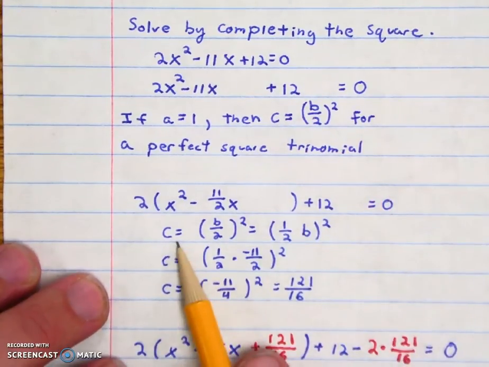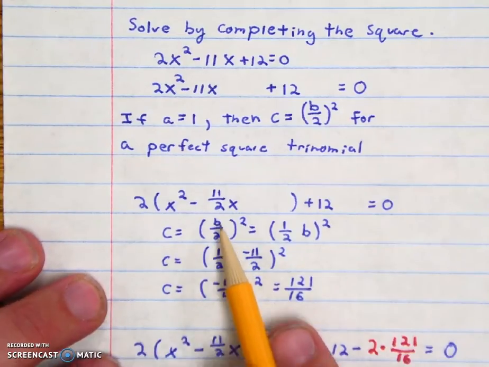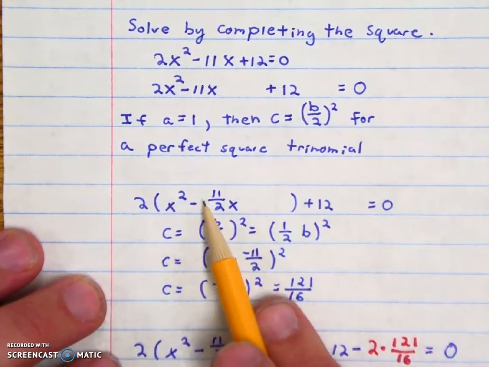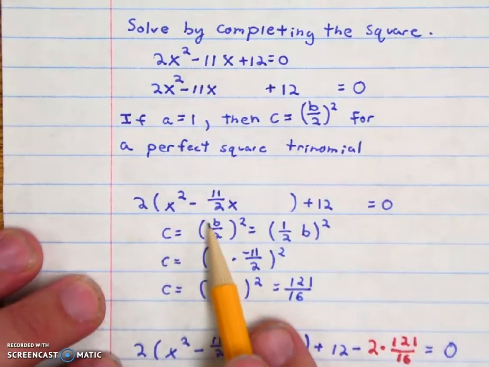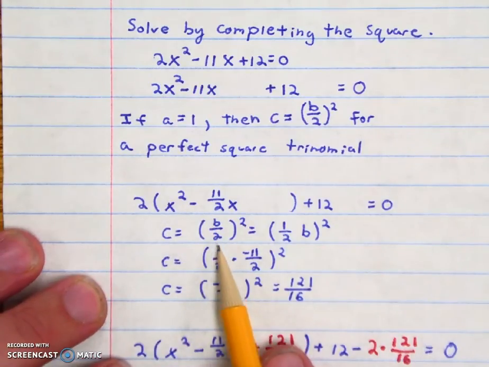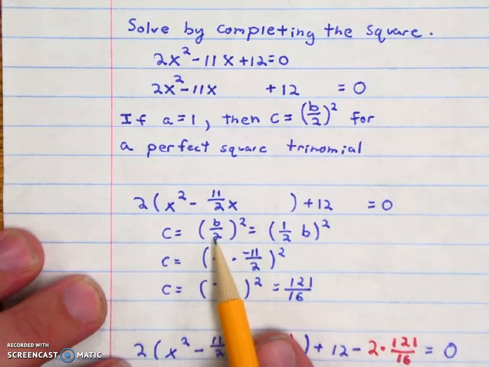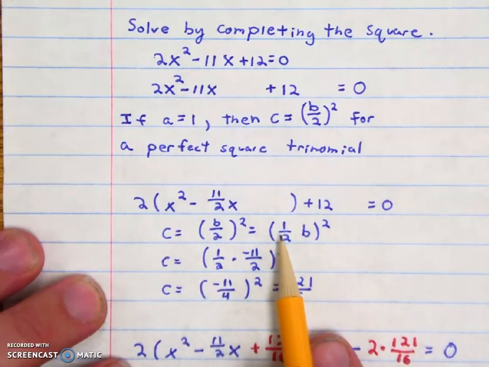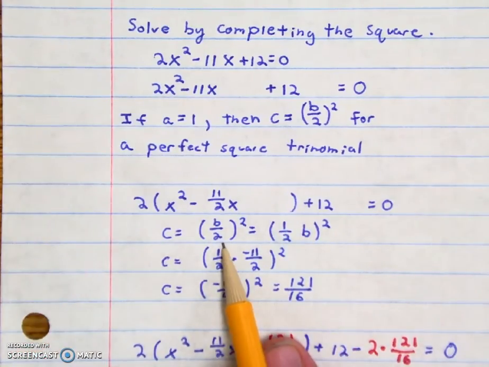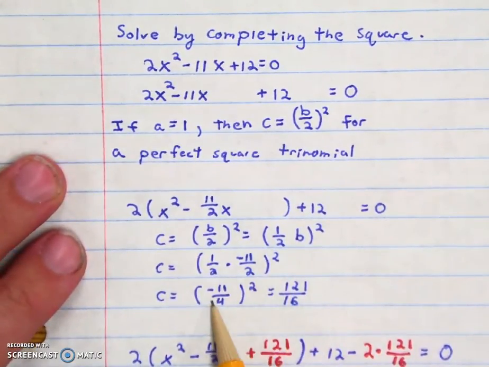Well, c equals b divided by 2 squared. Notice my b value is negative 11 halves. And remember, we're using this b value, not the original b value. So we're always looking at the factored b value. Instead of dividing by 2, I'm going to multiply by 1 half, because what's the inverse operation of division? It's multiplication, so we multiply by the reciprocal of what I'm dividing by, which is 1 half. So 1 half times negative 11 halves is negative 11 fourths.